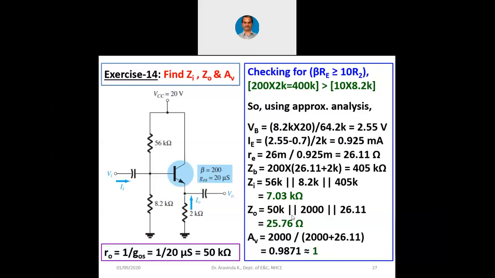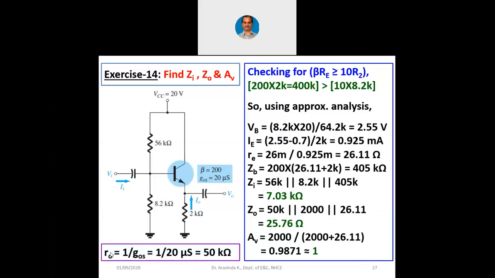Output impedance is nothing but: 50 kilo ohms is R0, that is nothing but 1 over GOS, which is given here. And this 2000 is nothing but 2 kilo ohms, capital RE. 26.11 is nothing but small re. So that is R0 parallel with capital RE parallel with small re. If R0 is not given, you can simply ignore it and directly calculate Z0 equals capital RE parallel with small re. But in this particular exercise, output conductance is given.